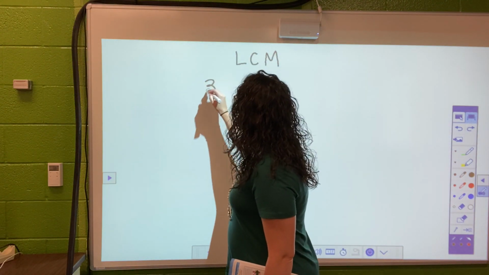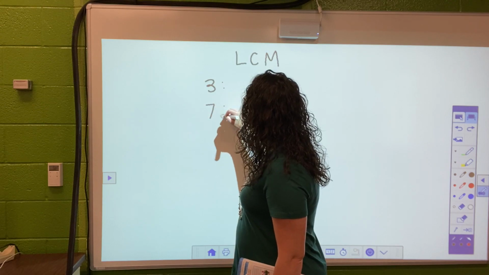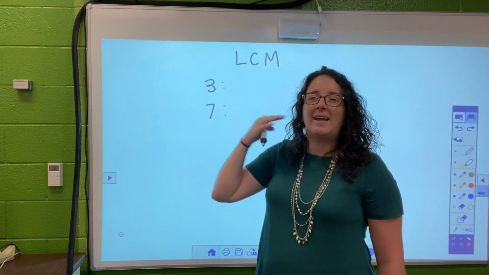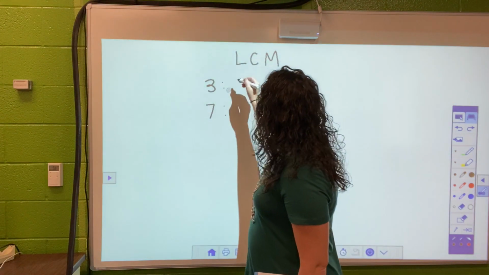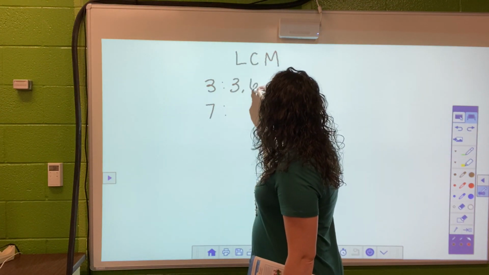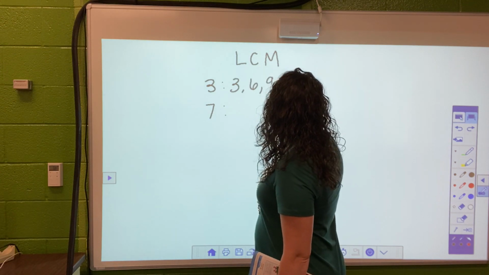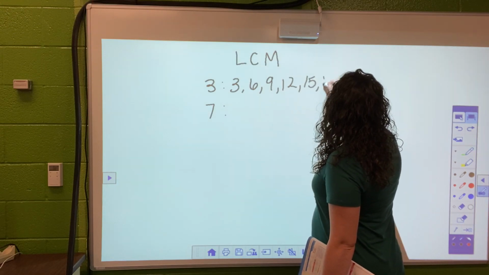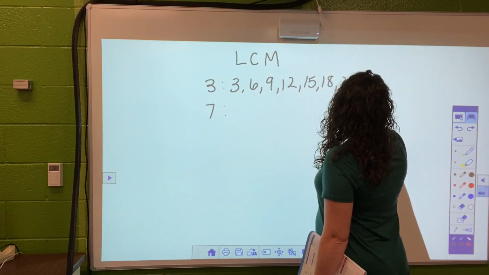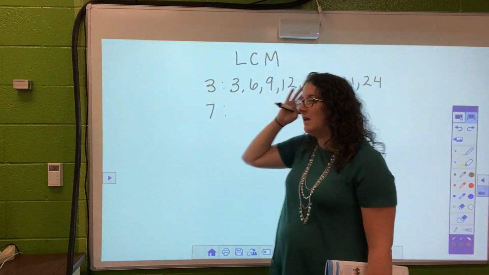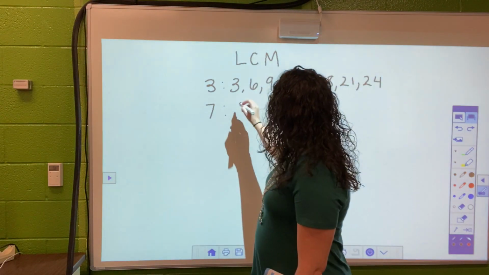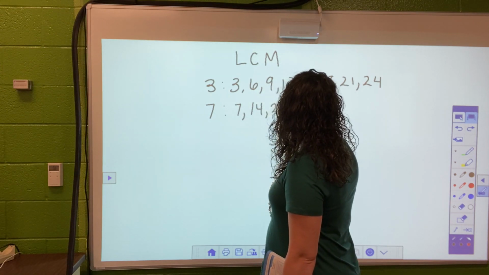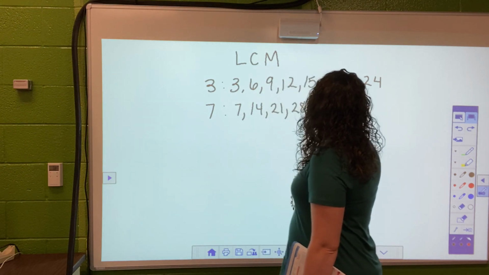So let's do 3 and 7. We're going to find the least common multiple of those two numbers. So multiples, that means we're doing like our times tables, all right? So 3 times 1 is 3, 3 times 2 is 6, 3 times 3 is 9, 3 times 4 is 12, 3 times 5 is 15, then 18, then 21, then 24. Then let's go down to 7. 7 times 1 is 7, 7 times 2 is 14, 7 times 3 is 21, then 28, then 35.